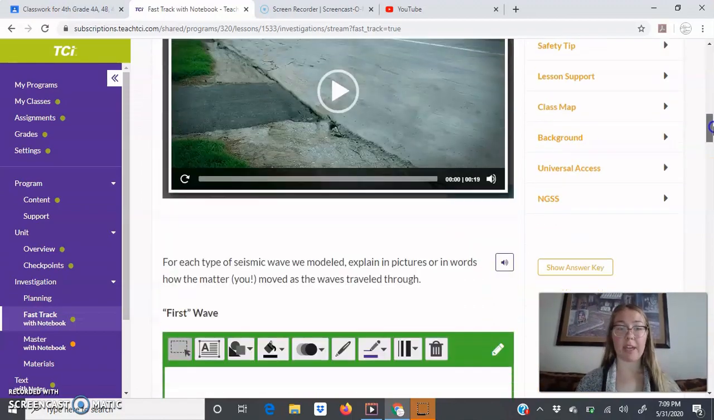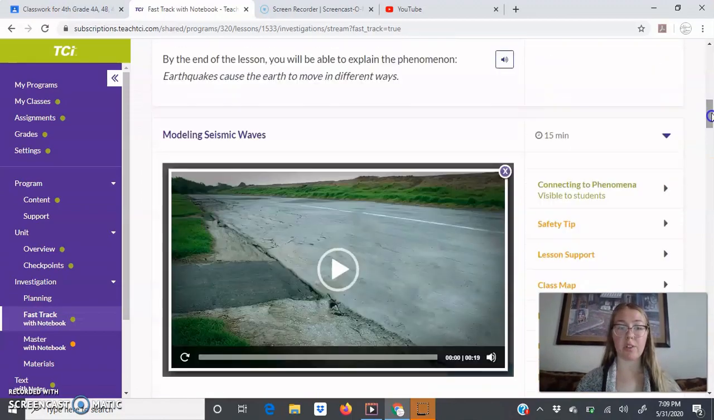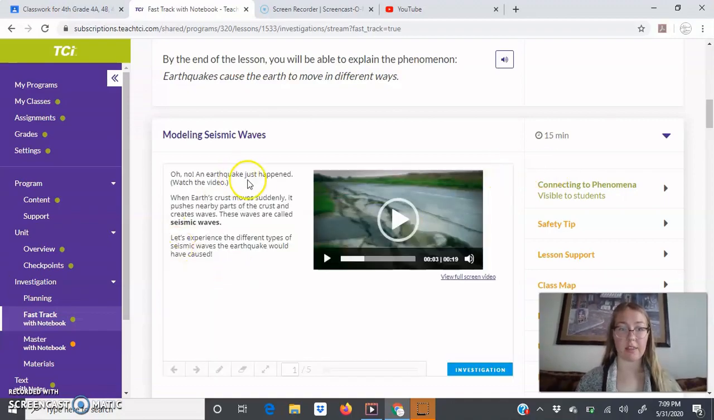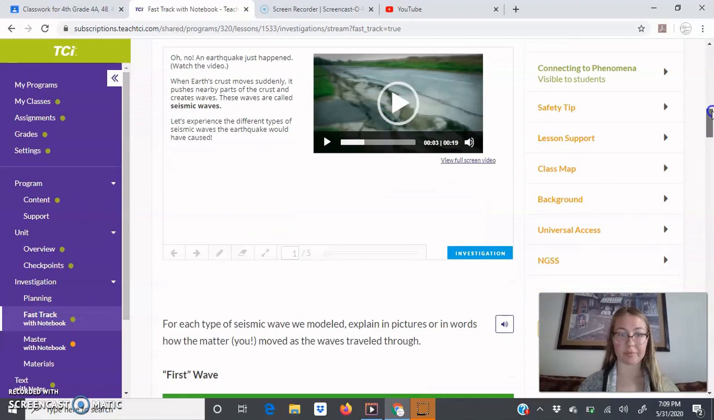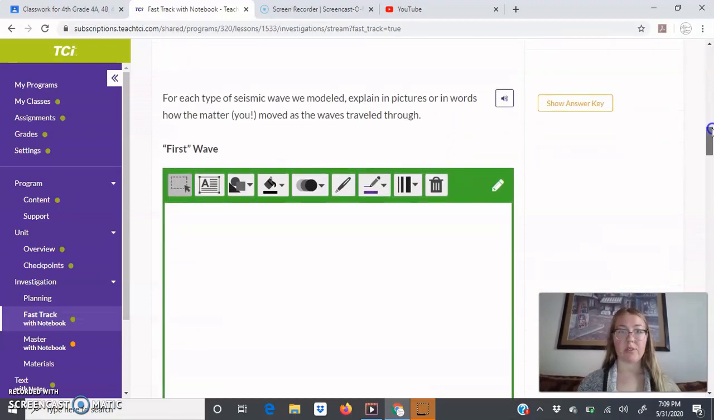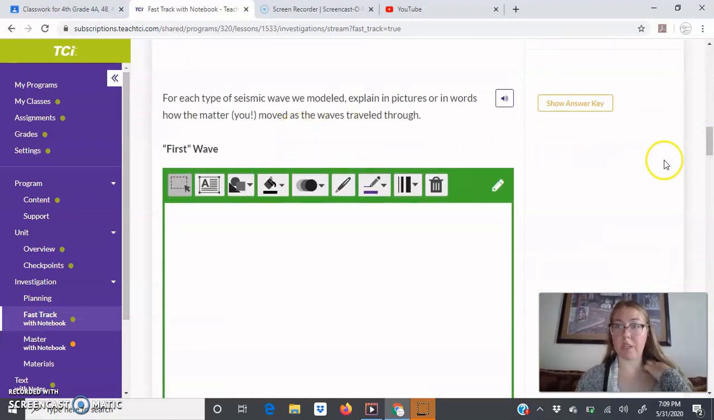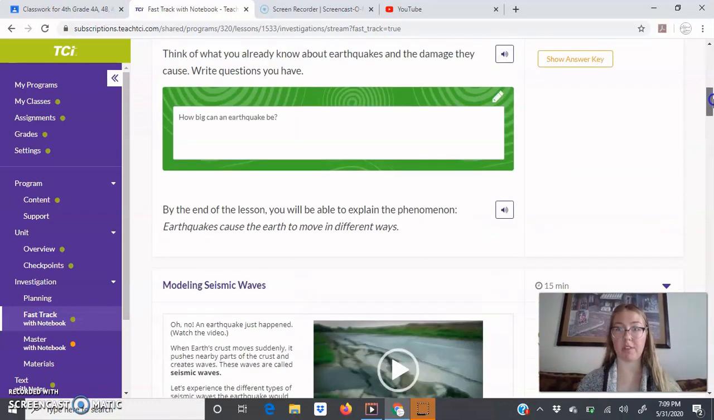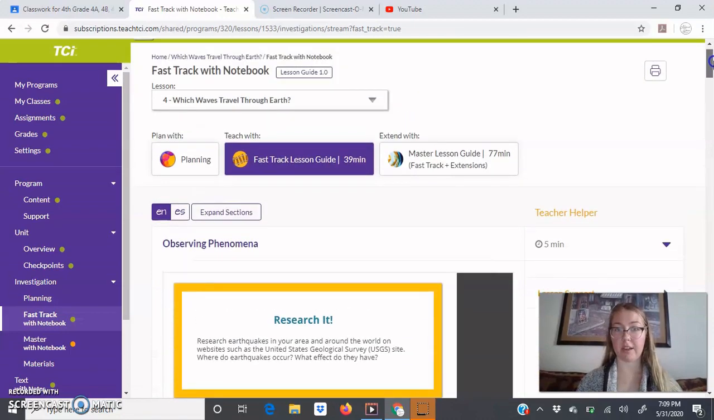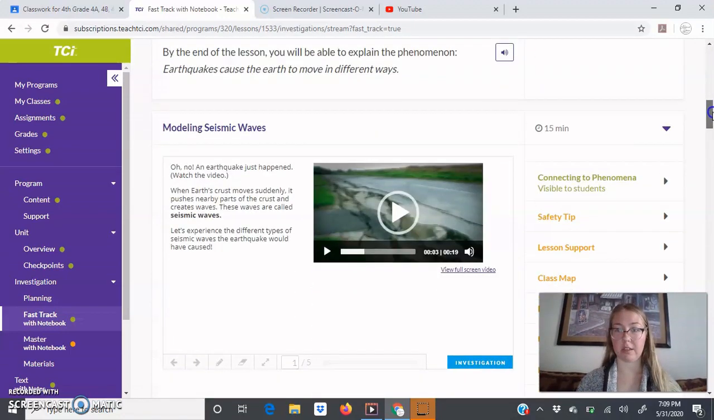So those are seismic waves that move through the earth, and they cause the earth's crust to move. And it pushes nearby parts of the crust and creates these waves. So these waves are called seismic waves. For each type of seismic wave, we are going to explain in pictures or words how the matter moves. So one of the things that we can look at here, let's see.